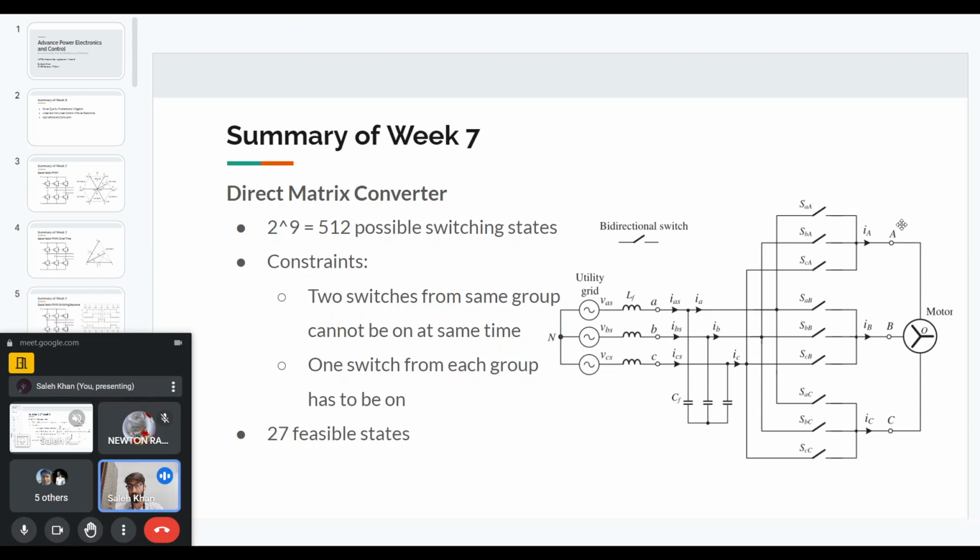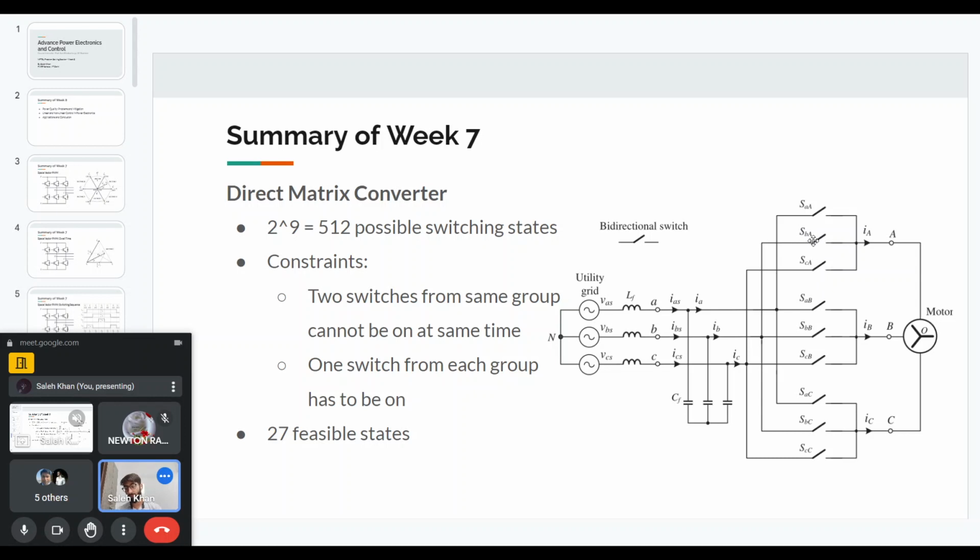and we can damage the devices or the machine. So based on these two constraints, what we get is that in each group, one and only one switch has to be on at a time. We cannot have less than one, so we cannot have all the switches off in a group, and we cannot have more than one switch on in a group. So that means we can have three options in each group. In the first group, either SAA is on, or SBA is on, or SCA is on. So only these three options we have.